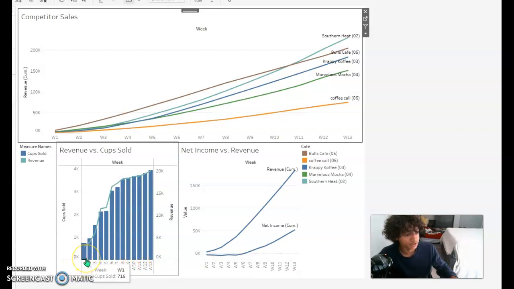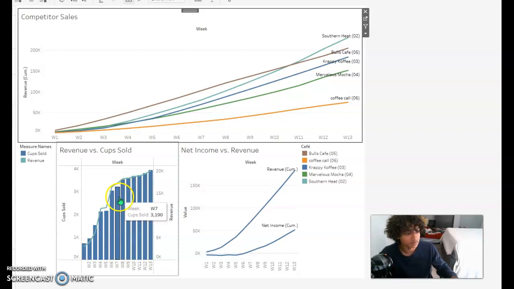So as you can see in the beginning, we sell relatively low cups, which ultimately increases as we gain more customers, increase advertising, offer promotions for our customers, host radio talk shows, this, that, and the third. So the revenue also increases with the increase in cups sold. This is a fairly easy concept to grasp, as the more cups you are selling, the more revenue is generated for the respective cafe.